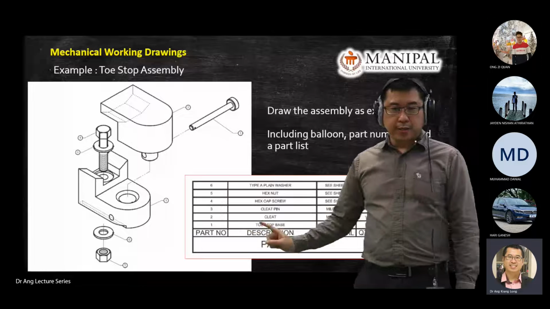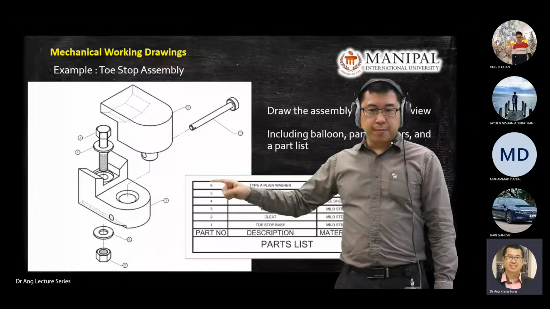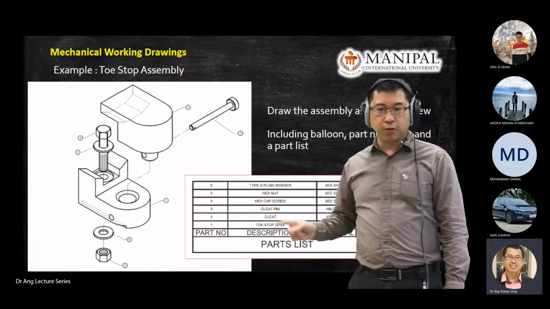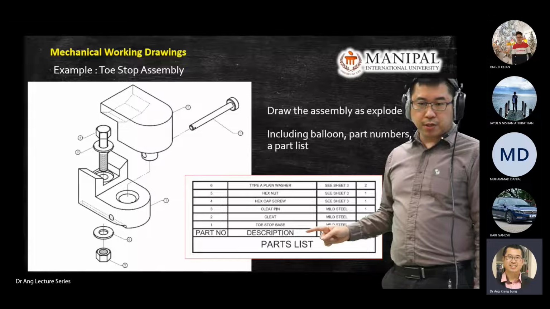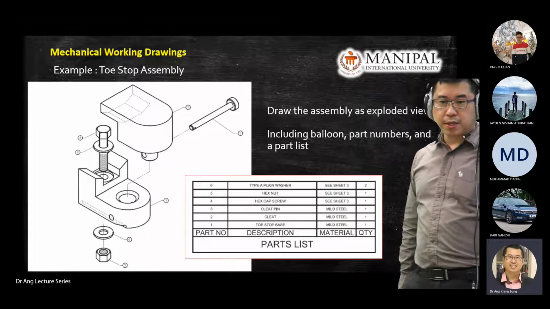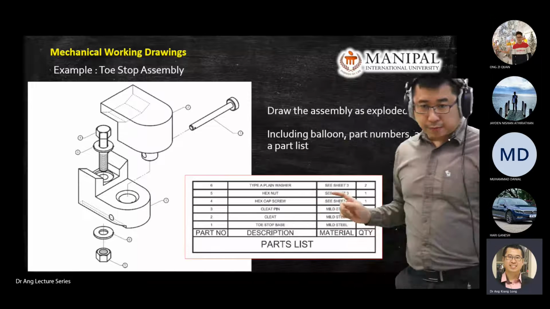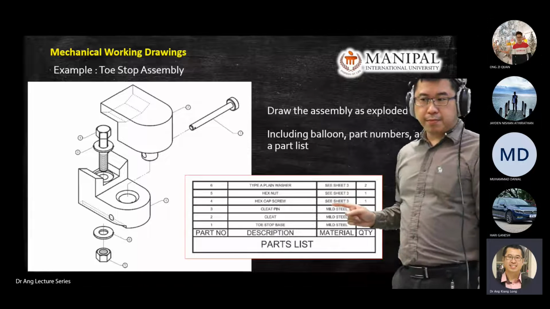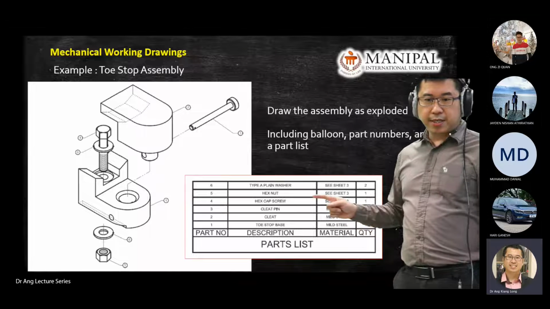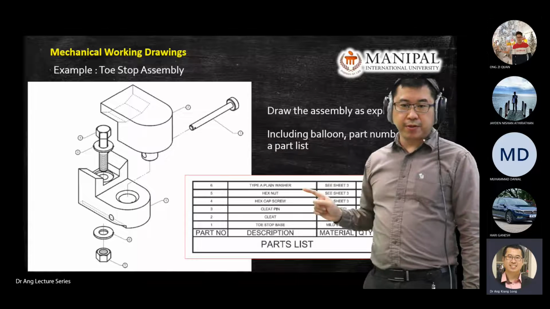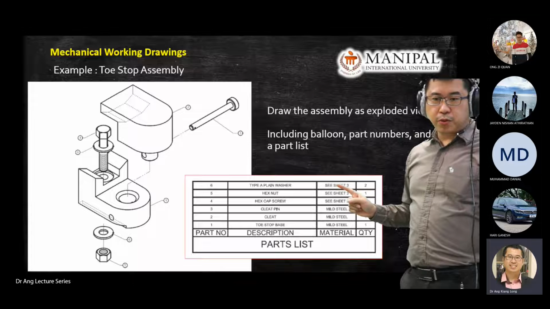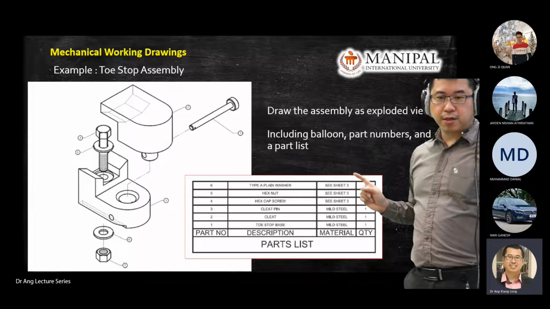So part number, you assign a part number to the diagram. So 1, 2, 3, 4. Description, what is the name, what is the material that you use. Okay. So here, if you already can decide, then you put it. If the component has a different material, then you put refer drawing number what, or refer sheet number what.